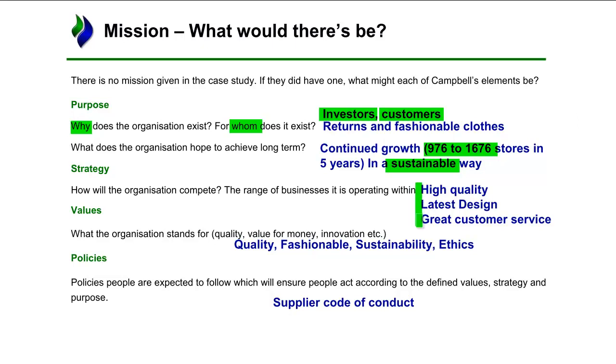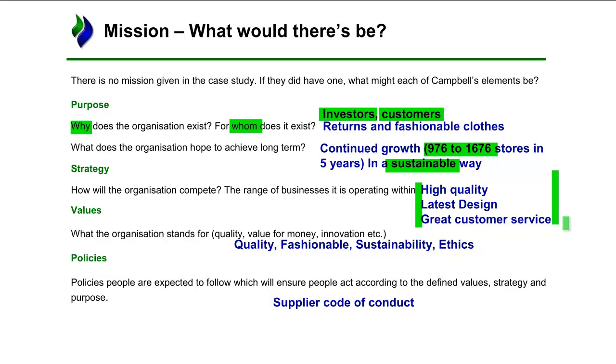And I've already really mentioned the strategy. What is their strategy? It is high quality, the latest fashion, great customer service, expanding throughout the world. Okay, that's how they're hoping to compete and grow. And again, those are 3 qualities that you must review against the possible issues and strategies in the exam to make sure they continue to be relevant.